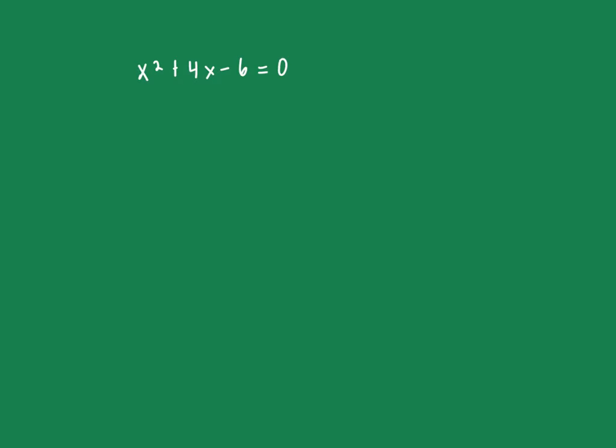First, we isolate the quadratic and linear term on the left-hand side by adding 6 on both sides. So let's add 6 now. And we'll get x squared plus 4x equals positive 6. Now we want to make the expression on the left-hand side a perfect square trinomial by completing the square.